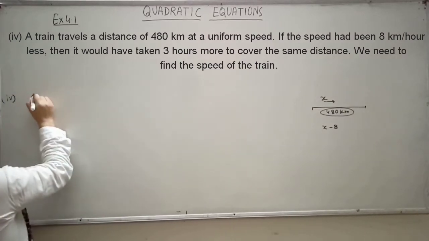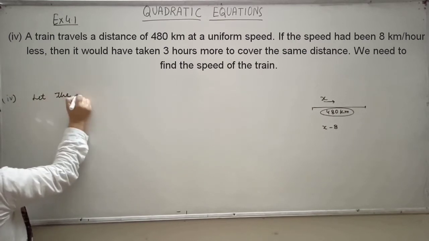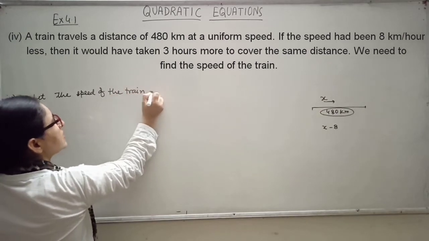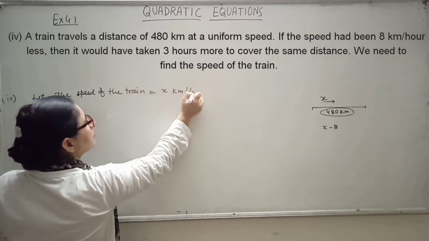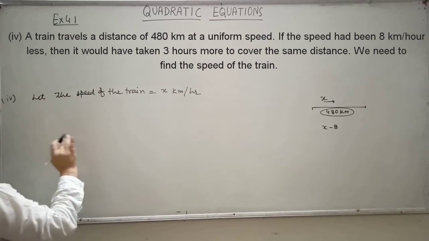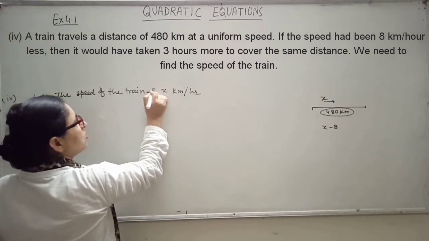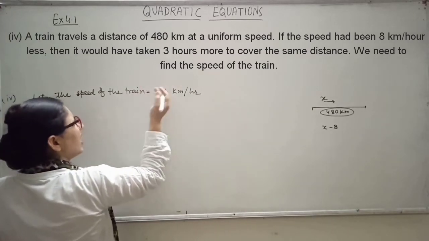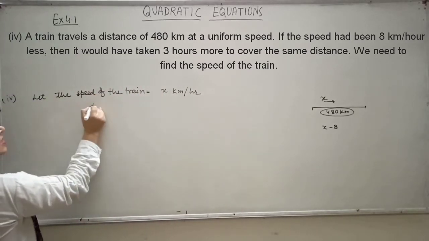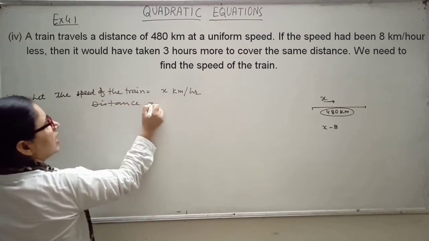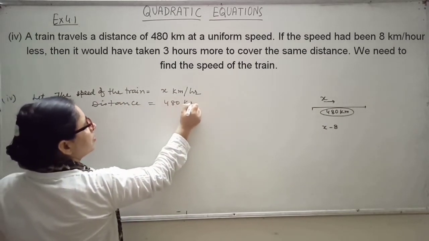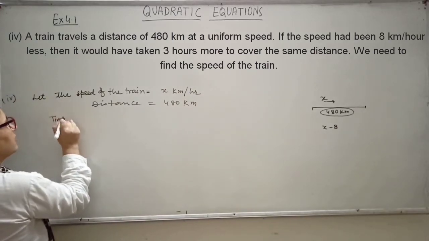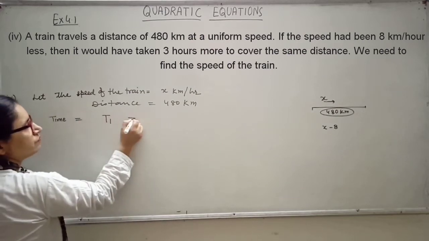We consider, let the speed of the train is x kilometer per hour. You know, the speed is represented by s, so I have taken it s. So x kilometer per hour, and the distance given is 480 kilometer. And the time taken by the train is equal to t1.